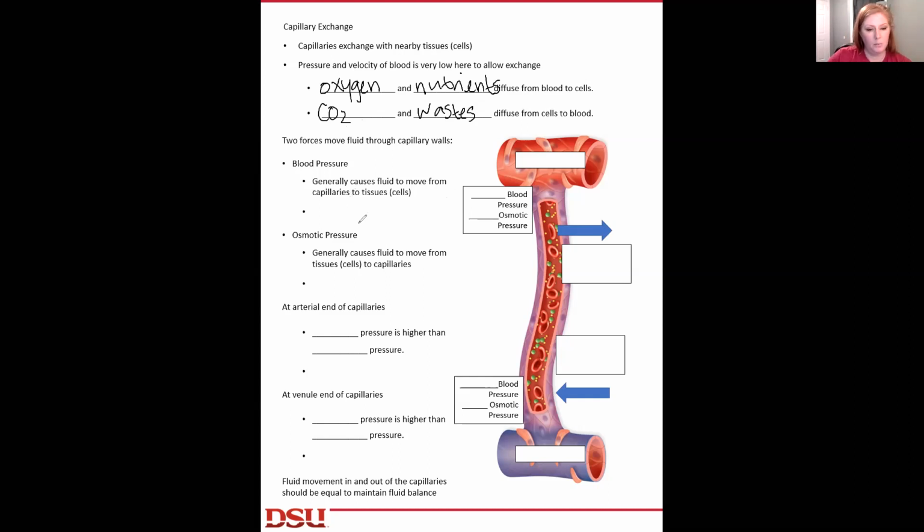Two forces move fluid through the capillary walls. Our blood pressure generally causes fluid to move from the capillaries to the tissues. So it's out of the capillaries, out of the blood and into the tissues. Again, this is kind of a repeat of what we just wrote, but we've got oxygen and nutrients. And then guys, we have something called osmotic pressure.